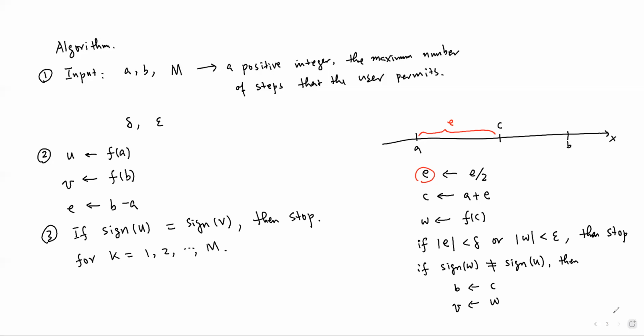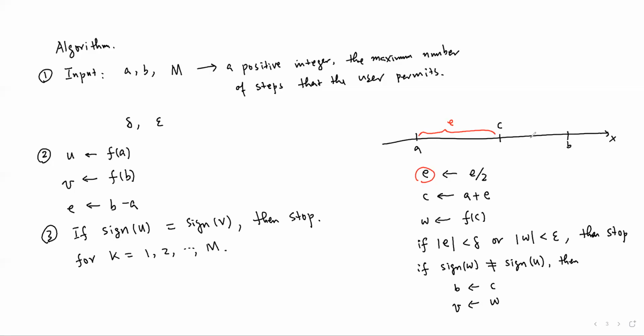Let me continue on a new page. Otherwise, if the sign at the midpoint and the sign at the left point are equal, then the root should be in the subinterval C to B. Now I rename C as the new A.